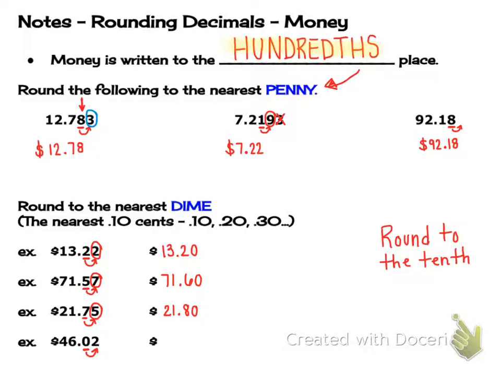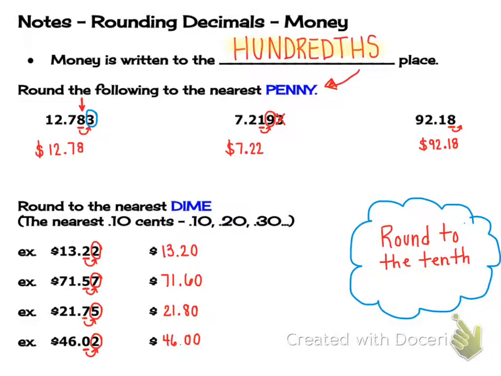And the last one you tried, I have the 0 in the tens place. I take a look at the 2. That 2 tells me to round down, so it's $46. And that 0 is going to stay a 0, but I have to remember to write that other 0 to know that it's $46 even. What that's telling me is that $46.02 is closer to $46 than it is to $46.10. So remember, when you're rounding to the nearest dime, what you're essentially doing is rounding to the tenth.